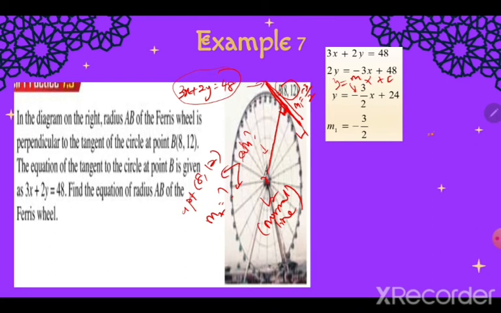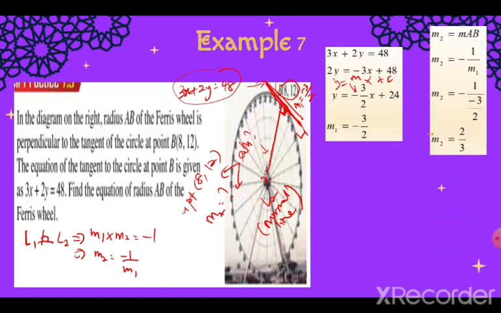Again, when L1 is perpendicular to L2, M1 times M2 equals negative 1. So we can say that M2 equals negative 1 over M1. So we need to find M2. M2 is equal to the gradient of AB. So M2 is negative 1 over M1, so M2 is 2 over 3.